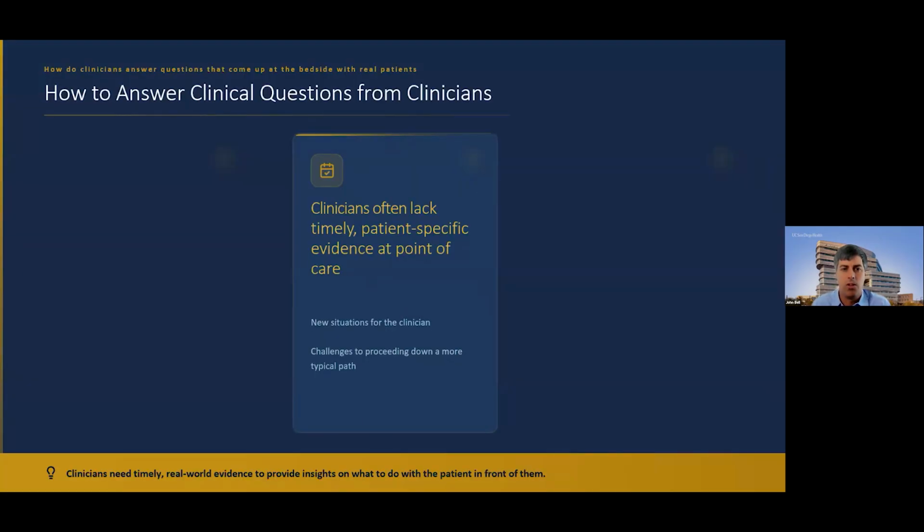So first of all, one of the things that had us develop the service in the first place was the fact that there are clinical questions from clinicians that they have a hard time getting good answers to right now. They often lack timely patient-specific evidence at the point of care. There are new situations that a clinician will encounter that they haven't experienced before and don't have great evidence for to pull from their back pocket. Or there are challenges to proceeding down a more typical path. So I'll give an example from a patient I experienced about a week ago.